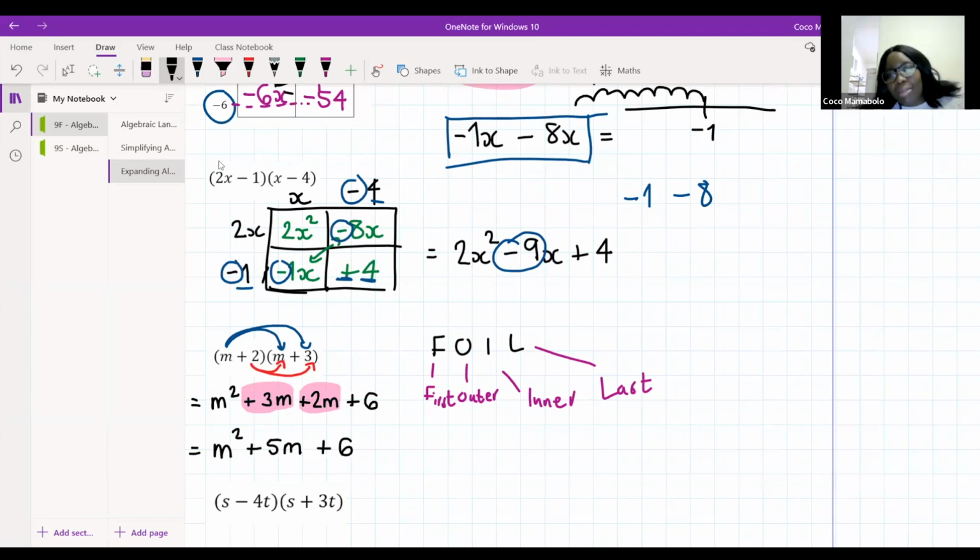All right, give me a thumbs up or a thumbs down. How are we feeling about the FOIL method and the grid method? Remember, you can use any of these, and your teacher will mark you correct. All right, I'm getting a lot of thumbs up for FOIL. Okay, cool.